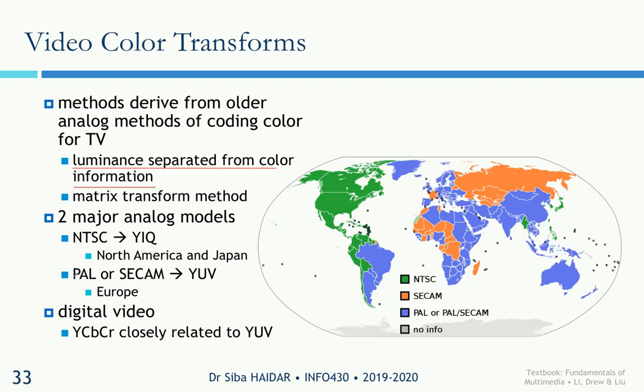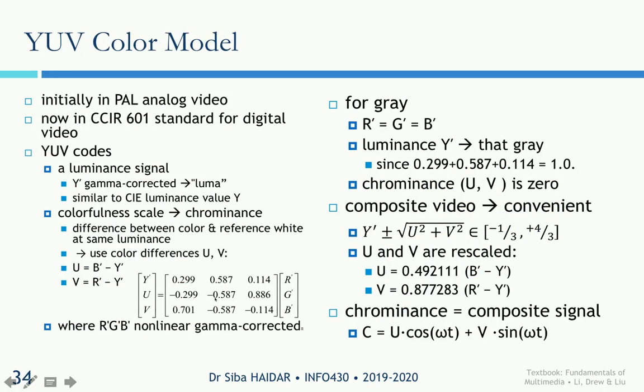So back to our systems, we saw that NTSC uses YIQ, PAL or SECAM uses YUV in Europe and in Asia, and PAL and SECAM are the same. And you have now lately the digital videos, which use another color scheme, which is the YCbCr, which is very very close to the YUV. Okay, so the YUV was initially used in PAL video, as we just said, and it is now used in the CCIR standard for digital videos.